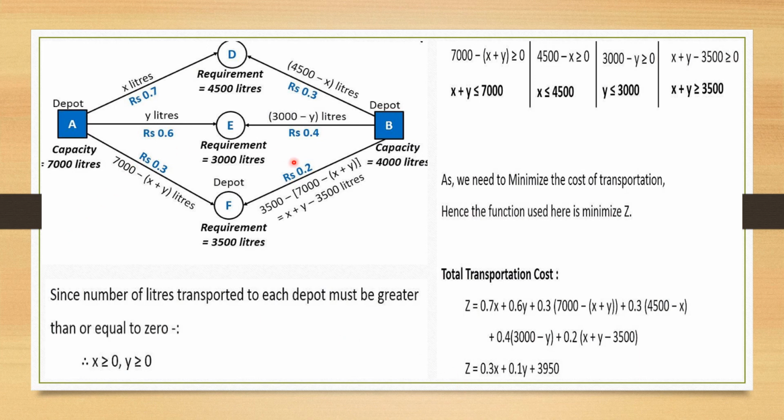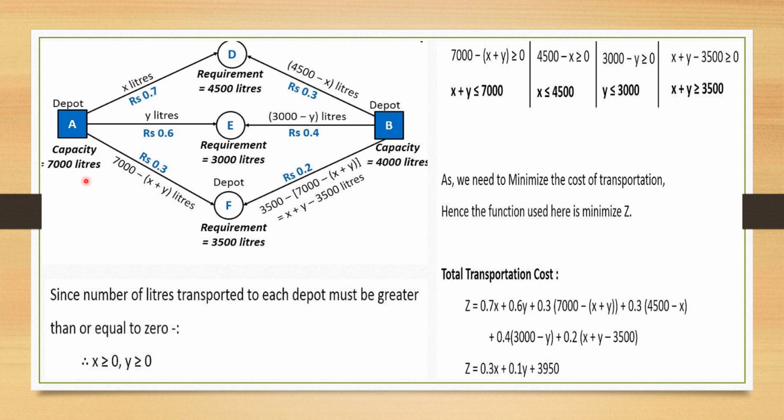Okay. Now let us come to this diagram. It will make everything clear. Two depots A, B, capacity is 7,000 and 4,000. Requirement of the 3 petrol pumps D, E, F: 4,500, 3,000 and 3,500 liters. We started with transportation from depot A. It transported X liters, and this is the cost which we made by multiplying with 0.1. So let X liters be transported from A to D and Y from A to E. The rest you know.